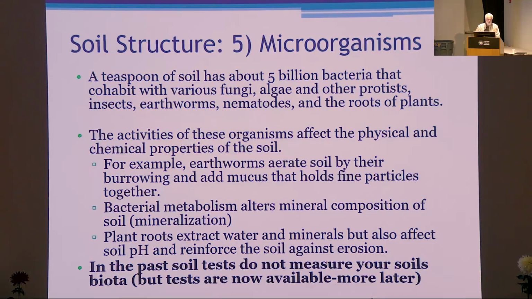And then finally, the last component of a soil is the microorganisms. So you've probably heard, if you take a teaspoon of soil, there's probably roughly 55 billion bacteria that cohabit with a variety of other soil microbes, such as fungi, protists, and other organisms. There are larger multicellular organisms like insects and worms and nematodes, and even the roots of plants, as you'll see, are somewhat involved in some of the characteristics associated with the soil.